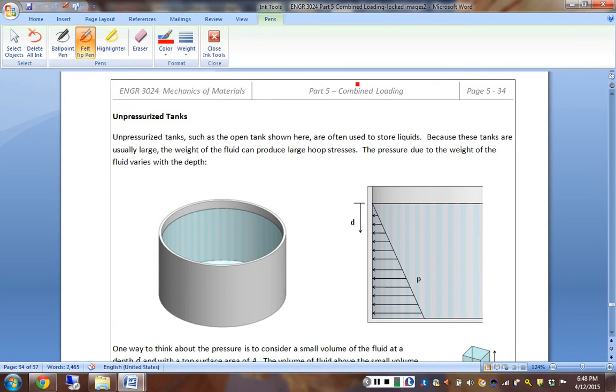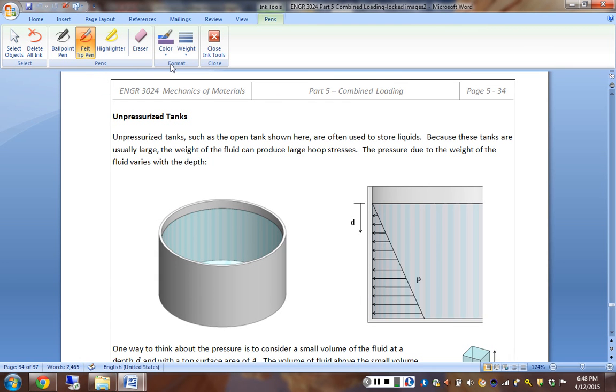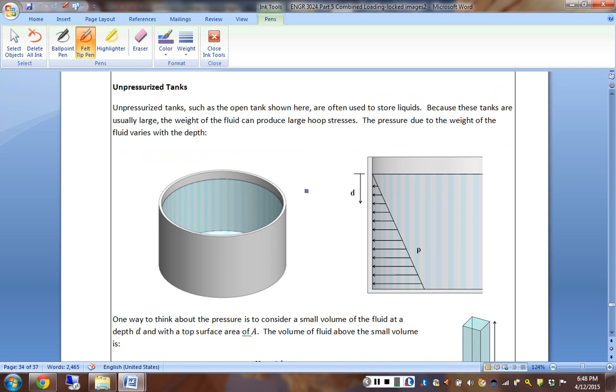Starting in on Course Pack 515, talking about unpressurized tanks and how the pressure translates into stresses in the walls in cases like this. Unpressurized tanks, fish tanks, or such structures used for liquid storage, and these structures can undergo significant hoop stresses towards the bottom of the structure.